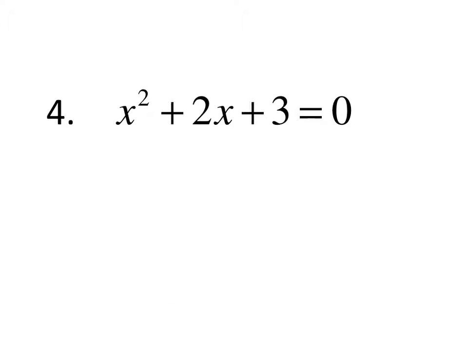And this one's already in standard form, so we can use any particular method here. Look for two numbers that add to 2 and multiply to 3. Ooh, they don't exist, okay? So 1 and 3 multiply to 3, but 1 and 3 don't add to 2. So we can't factor, we're going to have to use the quadratic formula or completing the square. Let's just use the quadratic formula.